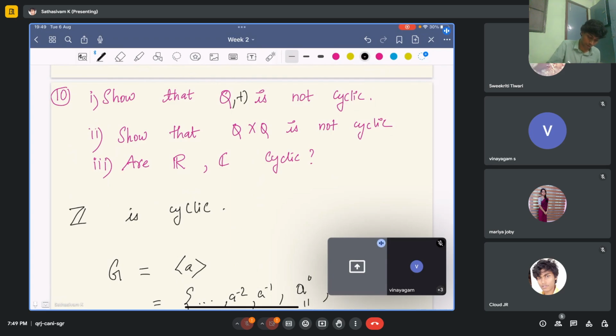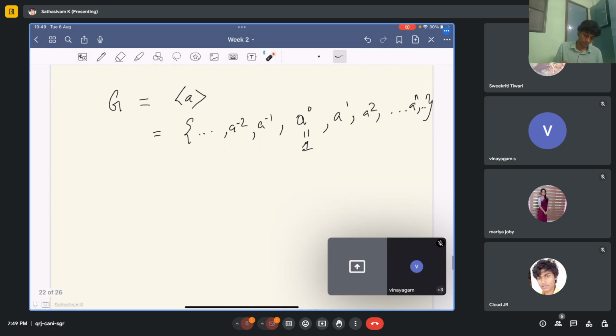So when I write Q, I mean Q plus. I just write Q because it is understood from the context that addition is the only operation which makes it a group. So suppose Q is cyclic. That means Q is generated by a single element, like A by B.